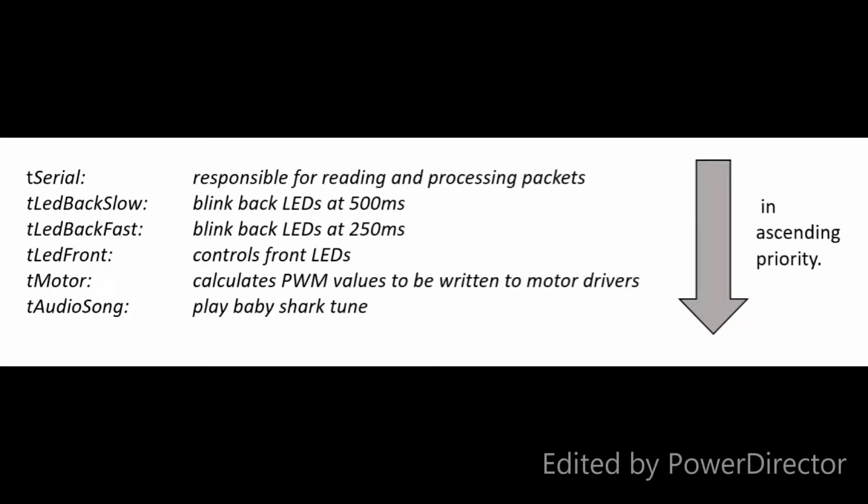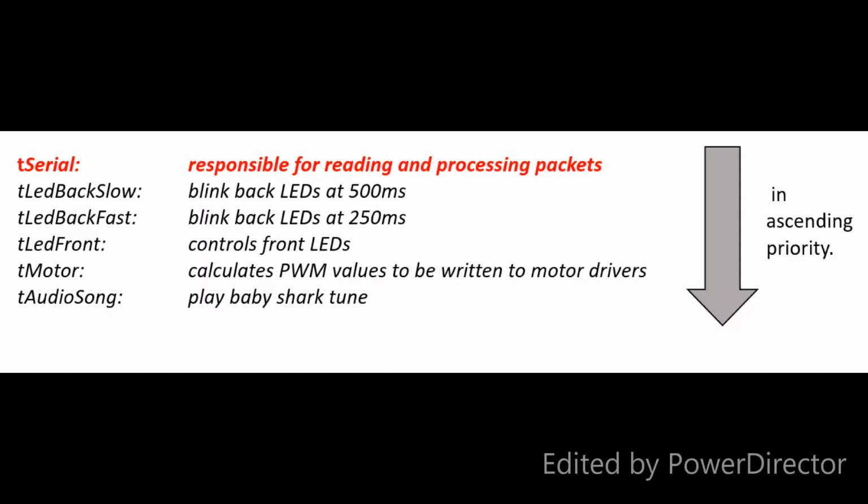The firmware of our robot is implemented using 6 tasks. They are in ascending priority. Firstly, our serial task polls the serial input buffer for the 4-byte packets 1 byte at a time. Once it has a packet, it will use it to synchronize the other tasks.